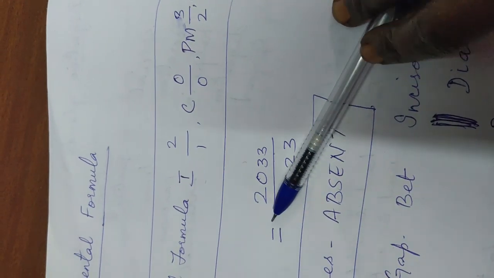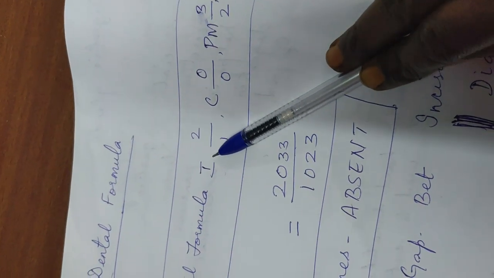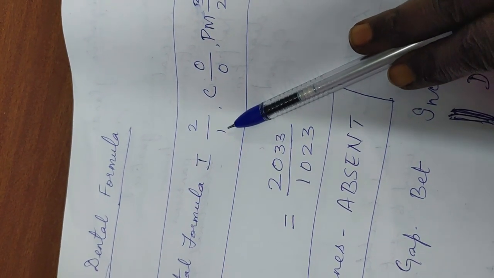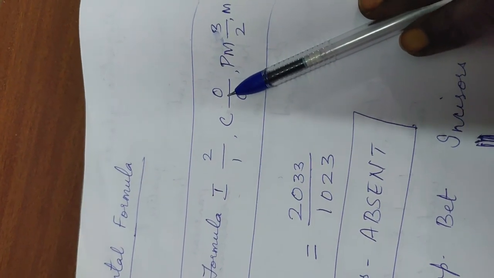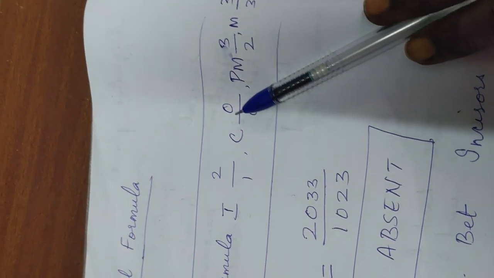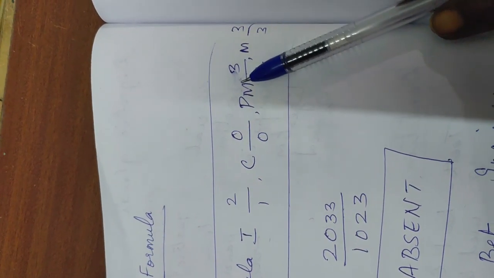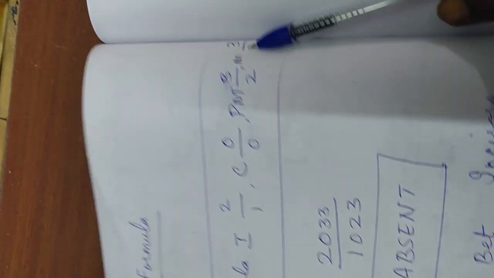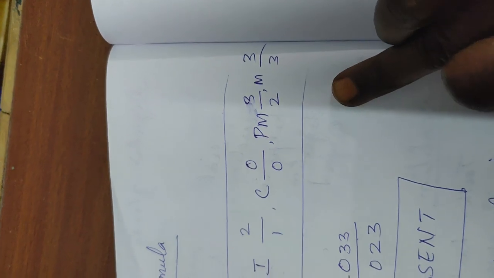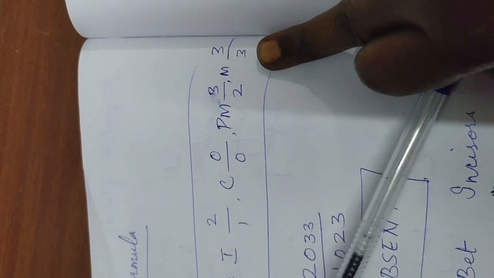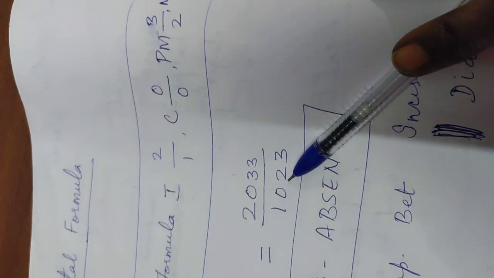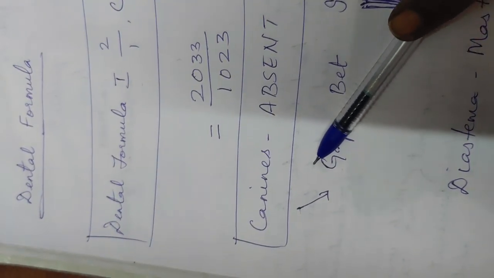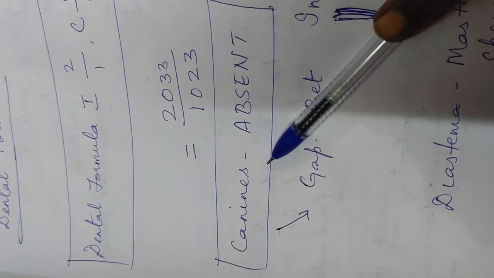What does it mean, children? Incisor: in the upper jaw 2 and in the lower jaw 1. Canine: there are no canines at all in rabbit. Premolar: upper jaw 3 and lower jaw 2. And molar teeth: upper jaw 3 and lower jaw also 3. So, in short form it is 2033 by 1023. In rabbit, canines are absent, children.